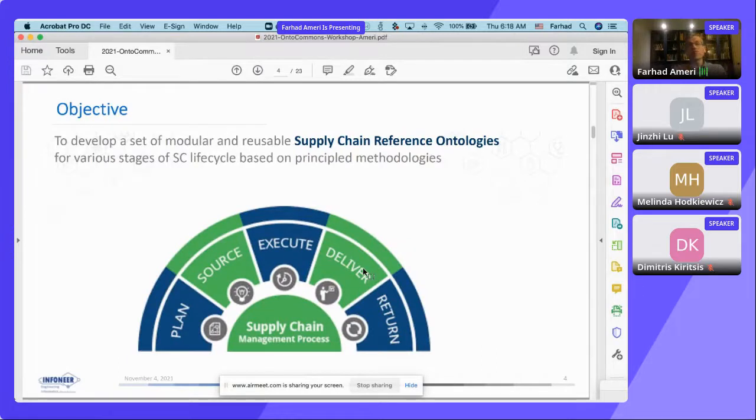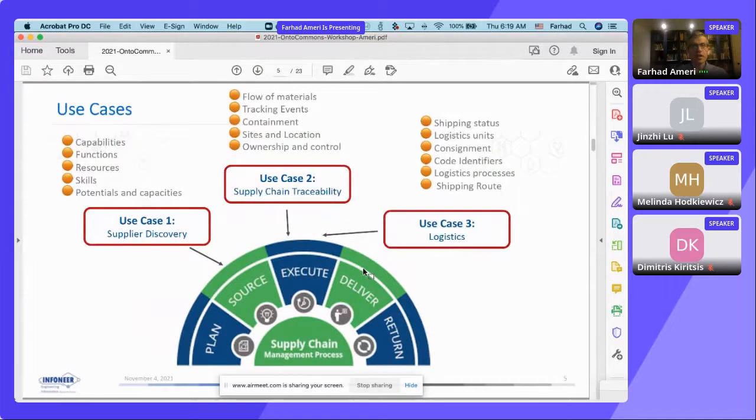So the objective of the supply chain working group at IOF is to develop a set of modular and reusable supply chain reference ontologies for various stages of the supply chain life cycle based on principled methodologies. And those stages are planning, sourcing, executing, delivering, and returning. So these are the standard or typical phases in any supply chain.